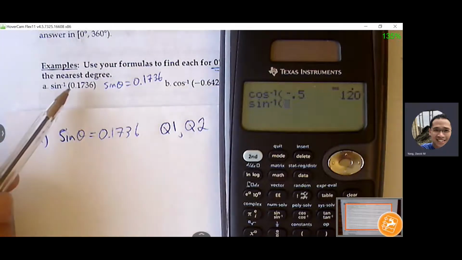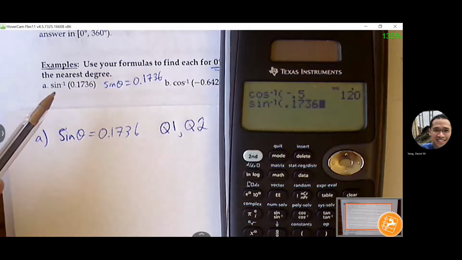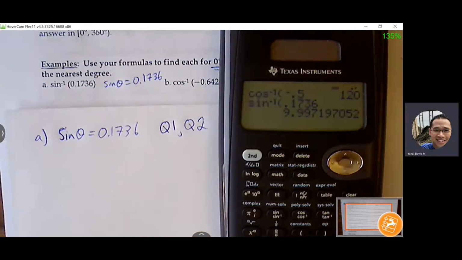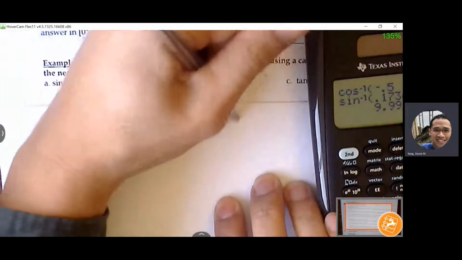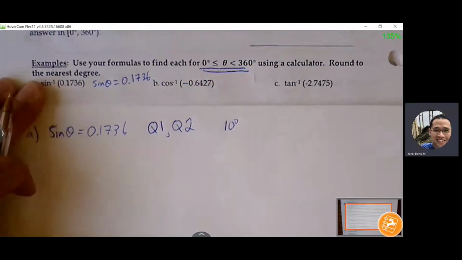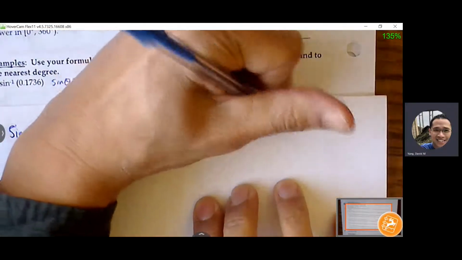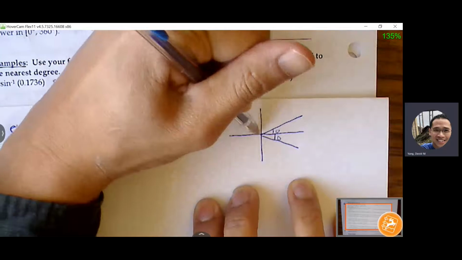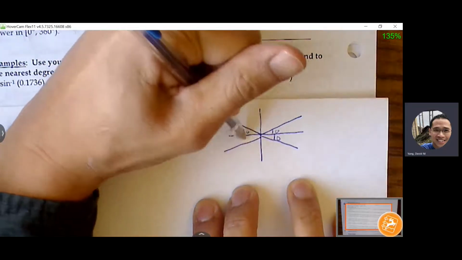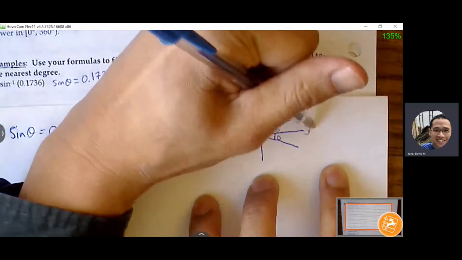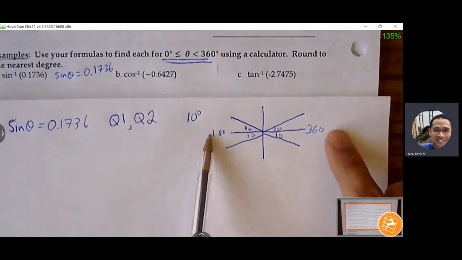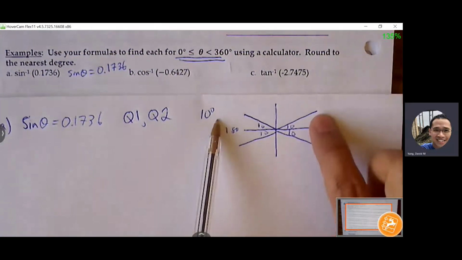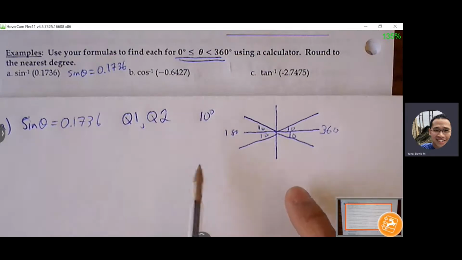Make sure we do inverse sine, 0.1736. It says round to the nearest degree. 9.99, we'll say that's 10 degrees. Once you get that reference angle, I think it's helpful to just go ahead and put your 10 degrees in all 4 quadrants so that whatever you're looking for, you're just going to be going through this formula. You're just adding and subtracting from 180 or 360. And that's how you get to your answer, right? You know quadrant 1, that's already 10 degrees. We already have that. So how do you think we can get quadrant 2's answer?